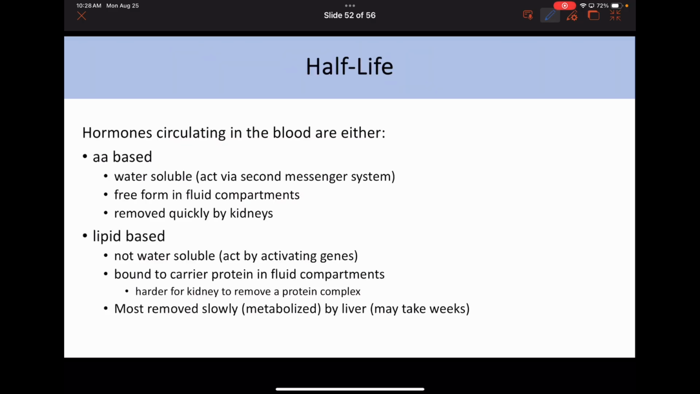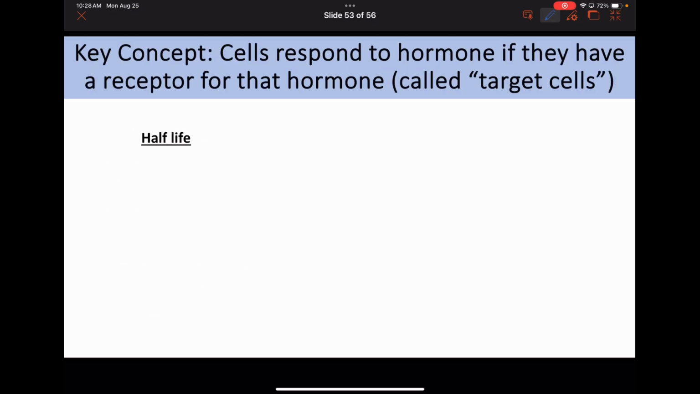So we're talking about the kidneys getting rid of them. What if your kidney was diseased? Would that cause an increase or decrease in the half-life of that particular hormone if your kidney is diseased and not working as well? It would increase the half-life. It would take longer for us to get rid of that particular hormone.